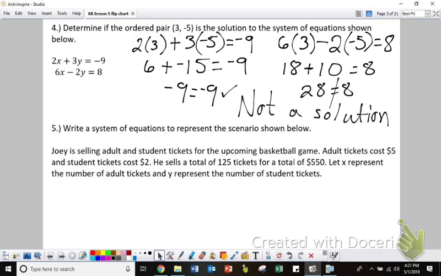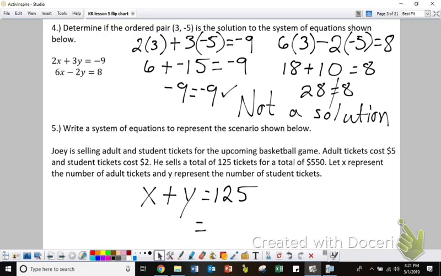So the first thing I would do is talk about the total number of tickets sold. We have X being adult tickets plus Y being the student tickets. So in total, he sold 125. That's going to be my first equation that I would start off with. So one unit is just the number of tickets. The other unit that they deal with is money, and we want to keep the money with the money.